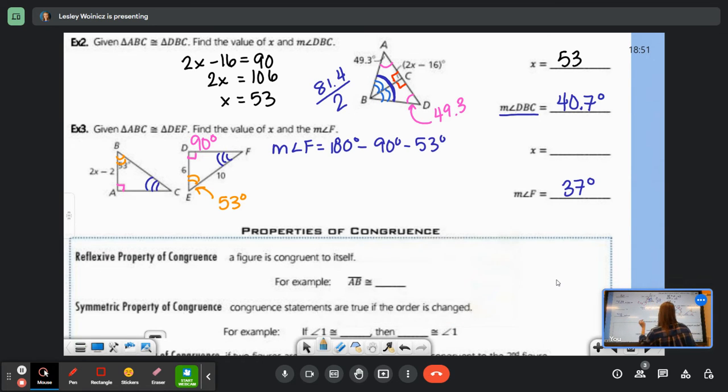x. So this little segment here is corresponding to this little segment here. So 6 has to be equal to 2x minus 2. So 2x minus 2 equals 6. Add 2 to both sides. 2x equals 8. And x is 4.